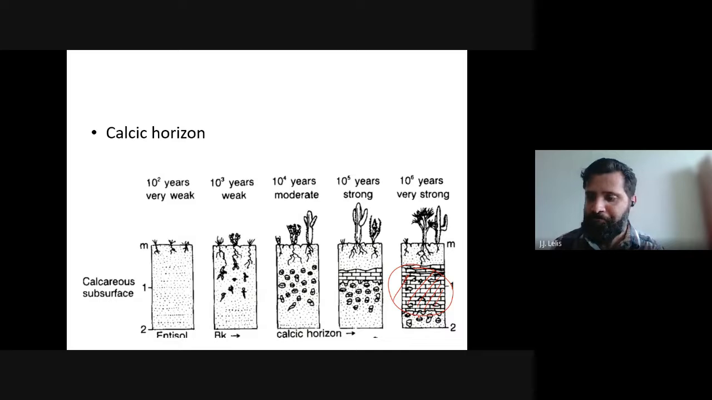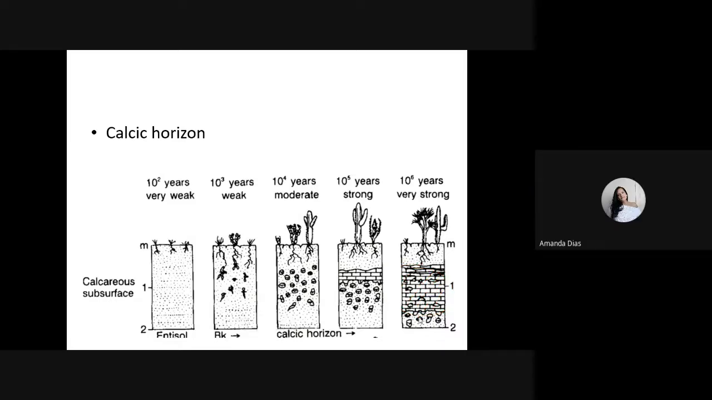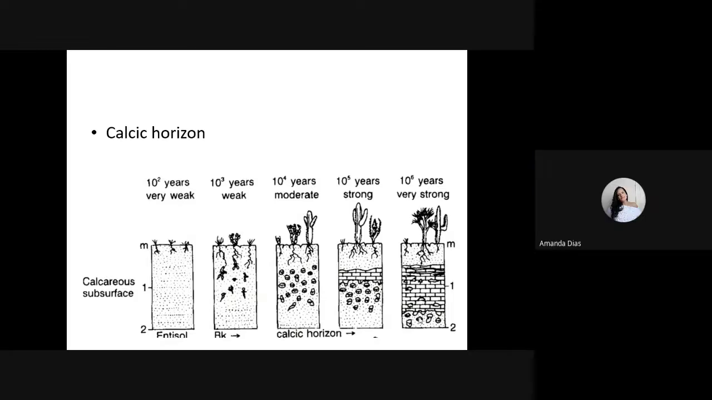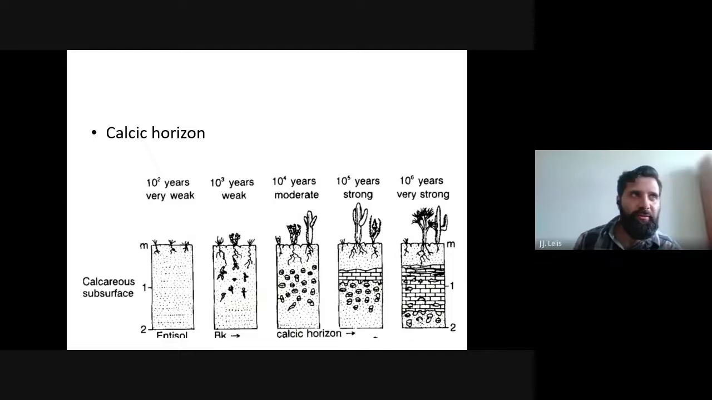And is it usual to use a sample with a calcic horizon to date in OSL? No, OSL they generally don't use, but you can use, in this case, carbon.